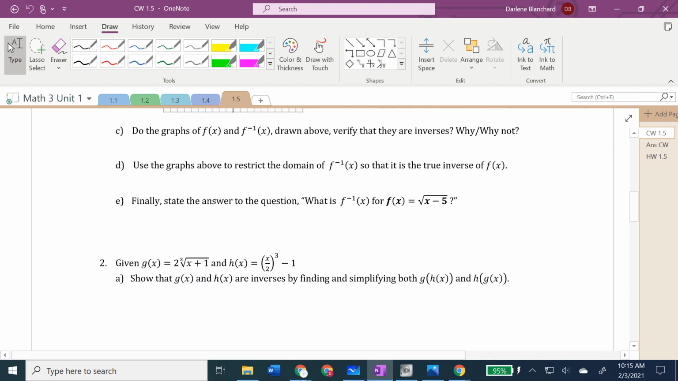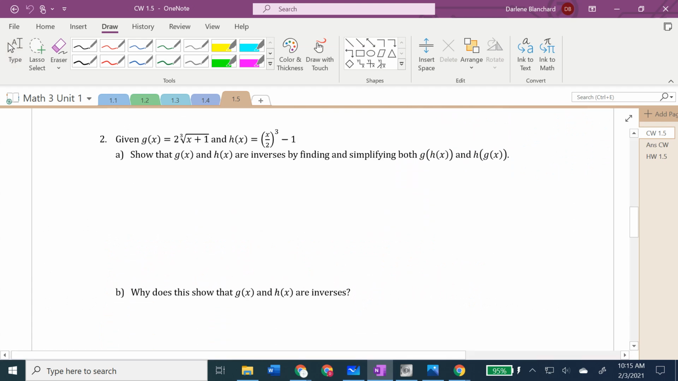And I want to go back over here. And now we have this one. Okay. We're going to show that these two functions are actually inverses of each other through function composition. So this is similar to yesterday's homework. G of h of x. I'm going to take my h of x function and I'm going to put it in here.